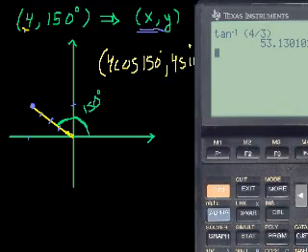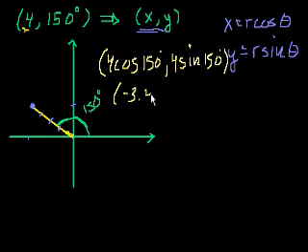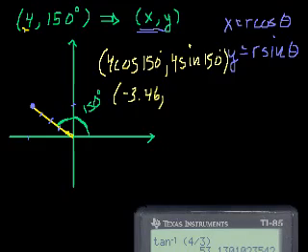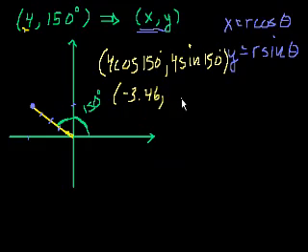So 4 times the cosine of 150, and make sure your calculator's in degree mode. You don't want it to think you're saying 150 radians. So it's minus 3.46. The x-coordinate is minus 3.46. And what is the y-coordinate? It's 4 times sine of 150 degrees, which is equal to 2.